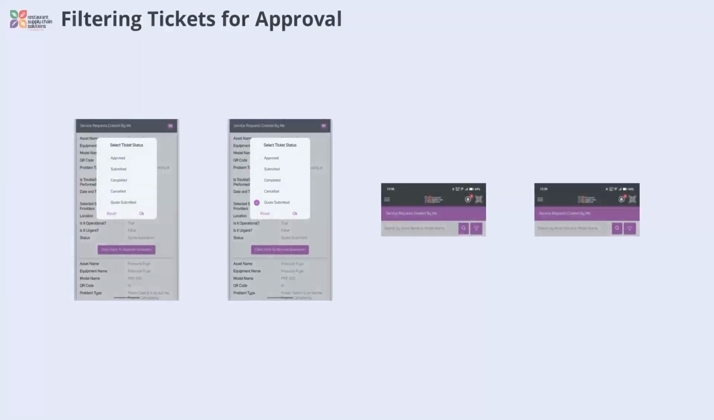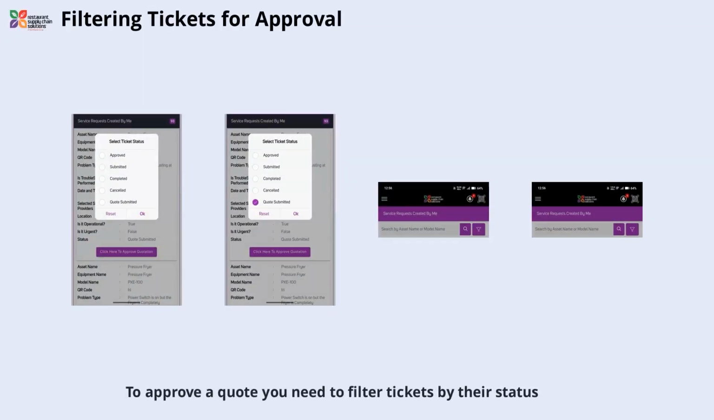To approve a quote, you need to filter tickets by their status. Select the filter labeled Quote Submitted and press OK. This action will display only those tickets where a quote has been submitted and is pending your approval. Filtering helps you focus on tasks that require immediate action, making your workflow more efficient. Let's see how the filtered tickets appear on your screen.